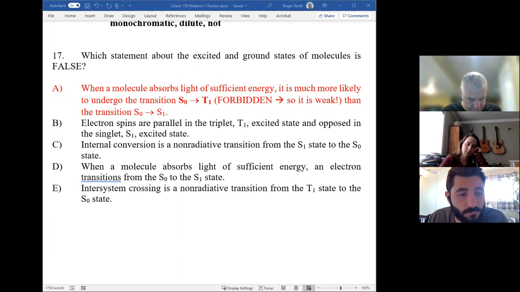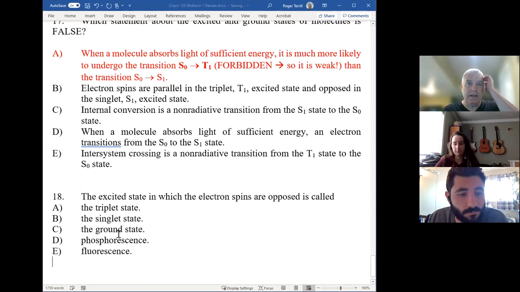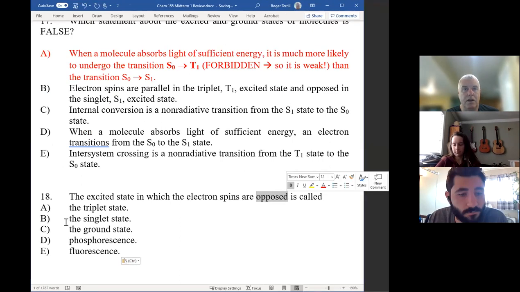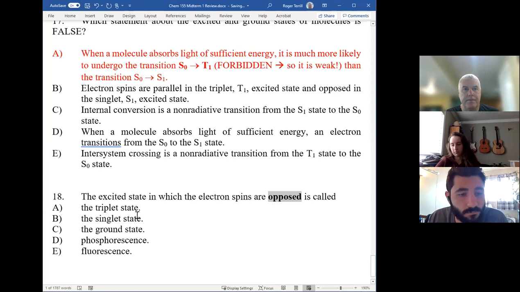How about an easy one? The excited state in which electron spins are opposed is called the singlet state. Now it's an excited state, so it can't be the ground state. It can't be a triplet because spins are opposed. Phosphorescence and fluorescence are decay modes, so they are not descriptions of a state.